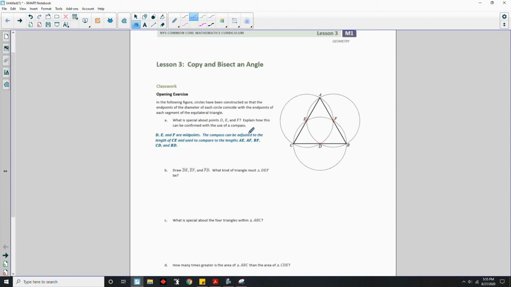The compass can be adjusted to the length of CE and used to compare the lengths of AE, AF, BF, CD, and BD. So let me do that. Okay, so it says if we adjust the length of CE, so if I put the compass point on C and I rotate the compass and open up, I missed again. And there we go. Bring that down so it's on the line.